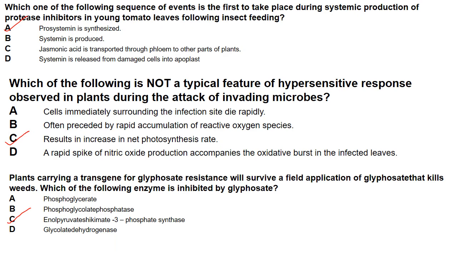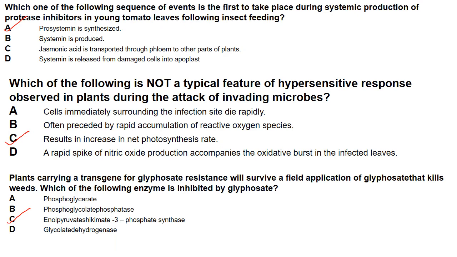Which of the following is not a typical feature of hypersensitive response observed in plants during the attack of invading microbes? So hypersensitive response is a mechanism used by plants to prevent the spread of microbial pathogens. So they have asked which is not a typical feature of hypersensitive response observed in plants during microbial attack. So cells immediately surrounding the infection site die rapidly. That happens, often preceded by rapid accumulation of reactive oxygen species. Yes. Results in increase of net rate of photosynthesis. No, it doesn't result in any increase of photosynthesis. So option C is the answer.